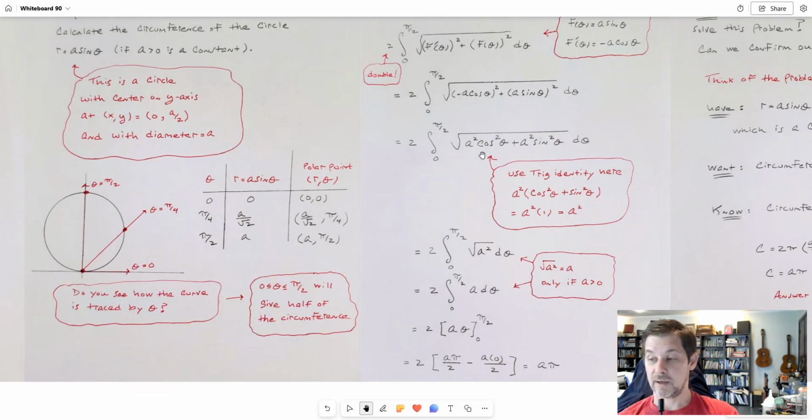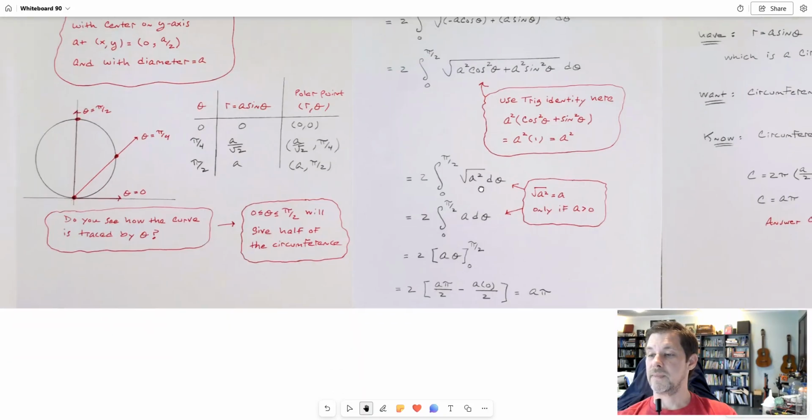Then, as will often be the case when we're working with polar coordinates, I see that there's going to be a trig identity that comes into play. I see cosine squared plus sine squared, which is 1. If I factor out that a squared, I get a squared times cosine squared plus sine squared. That's a squared times 1. That's just a squared.